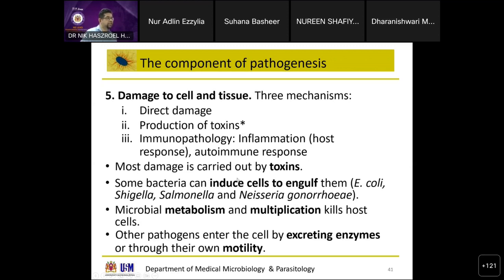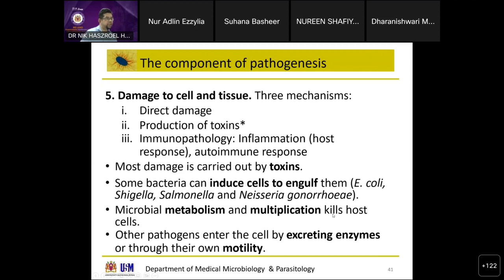They cause inflammation, host response, and autoimmune response. Most damage is carried out by the toxic substances they produce. Some bacteria can induce cells to engulf them, such as E. coli, Shigella, Salmonella, and Neisseria gonorrhoeae. They induce the cells to engulf them. Like Salmonella, they can survive intracellularly. Neisseria gonorrhoeae is an obligate intracellular pathogen. So they induce the cells to engulf them.